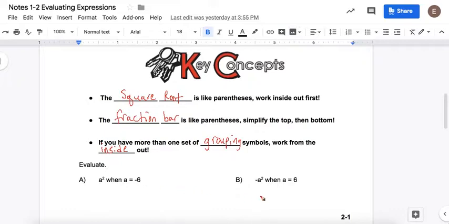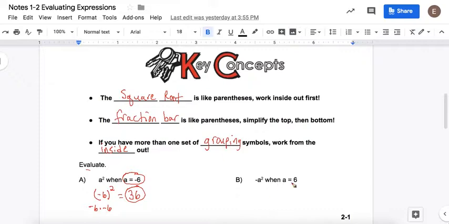Okay, so look at these two examples, and we have a squared when a equals -6. So I'm going to take out the a and put -6. I'm going to put it in parentheses because we want to square whatever a is. And a is -6 squared, so this means -6 times -6, which equals 36.